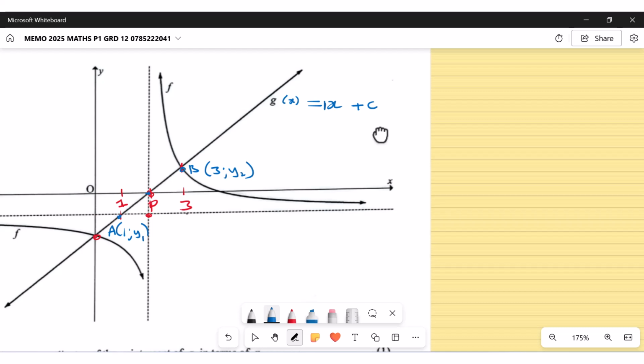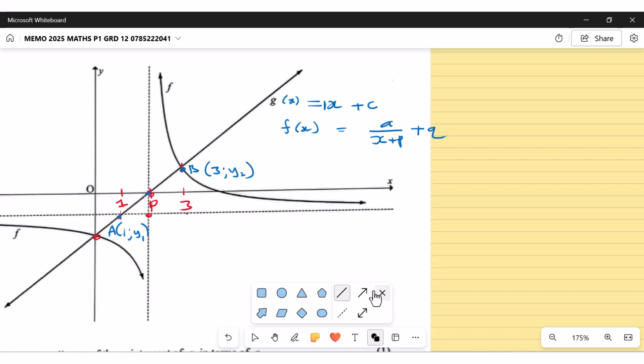Let me just put it here for argument's sake. The line of symmetry here, this one, this line of symmetry which I'm drawing now, together with the given line g of x, they have something in common. They have something in common, guys. I don't know if you're going to see it yet or not yet.